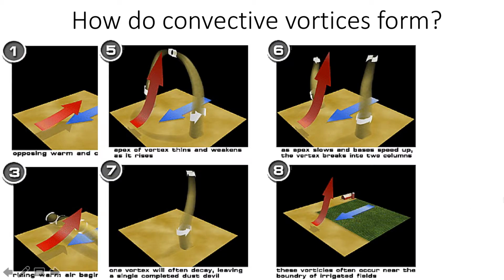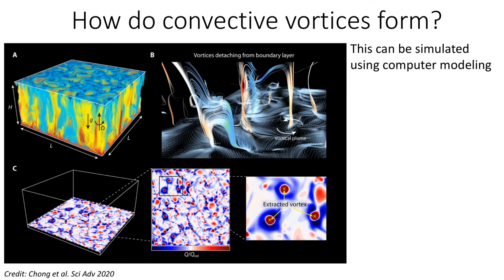But you do often also see these vortices and dust devils sort of in pairs as well. And so, as I said, you can often see these at the boundary between different types of surfaces. And then they form and then they blow across the whole field. And you can also simulate this in computer models.